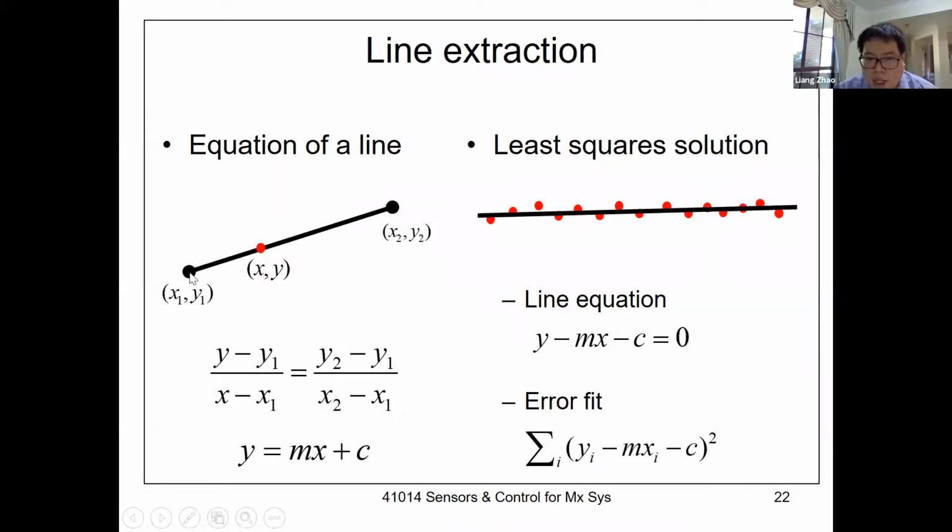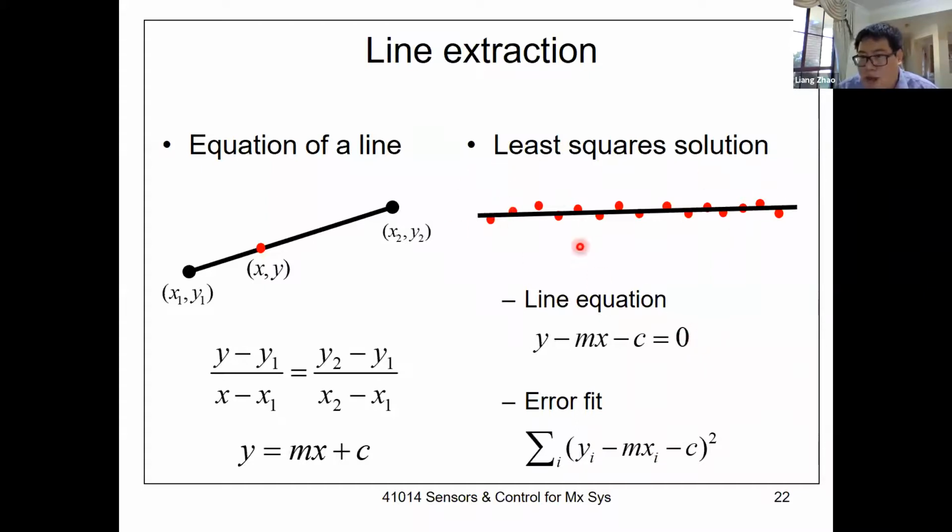And then the tangents of the two segments are the same. Then we can get the line equation, and we can rewrite the line equation as y equals mx plus c, or y minus mx minus c equals 0. And if you have multiple points, you can fit the line by minimizing this error. Suppose all the points are on the same line, then if you put the (x, y) of each point into this equation, it will be near 0 or equal to 0.